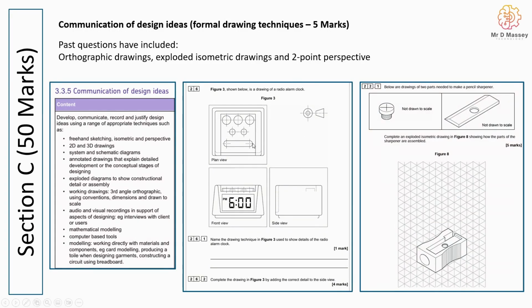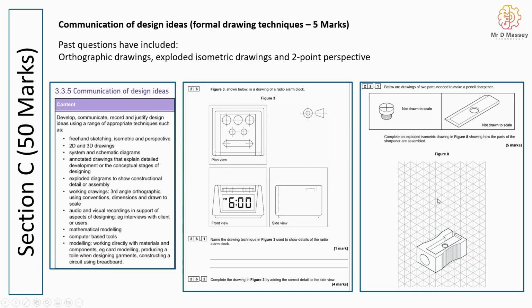This question here is an orthographic drawing, but it's a partially complete orthographic drawing. So what you need to do is finish the actual drawing, add the lines that are missing. So name the drawing, which is an orthographic drawing, complete the drawing, 4 marks, so add the lines that are missing. So you have to kind of work out where the lines would be based on these 2 views here.